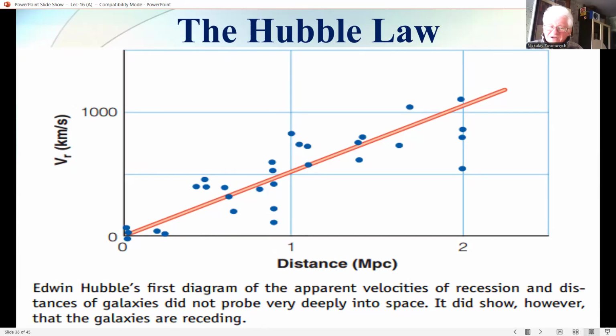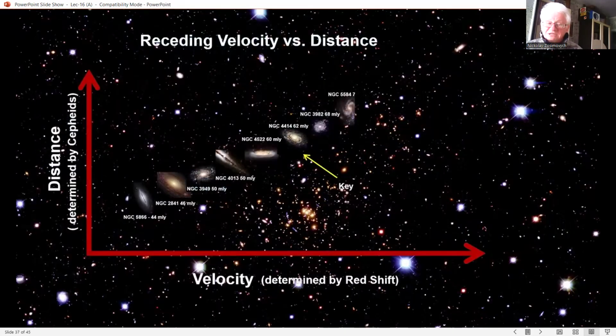Let's look at this diagram. This relation between apparent velocity of recession and distance is known as the Hubble law, and the slope of the line is known as the Hubble constant H. The Hubble law is important in astronomy for two reasons. First, it is taken as evidence that the universe is expanding, a subject discussed in a later module.